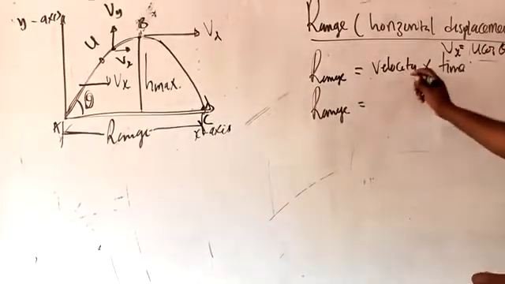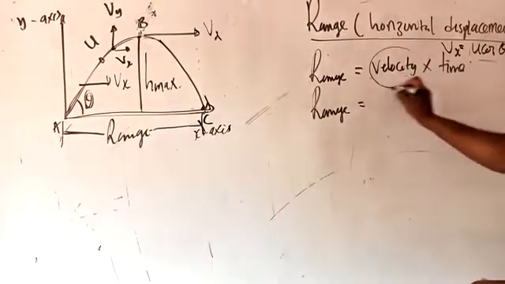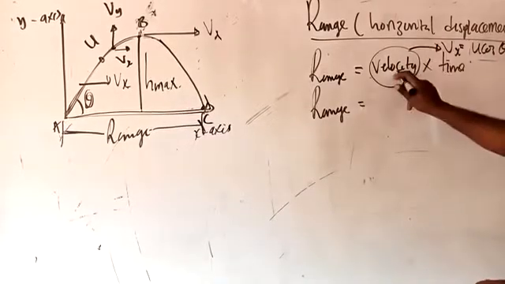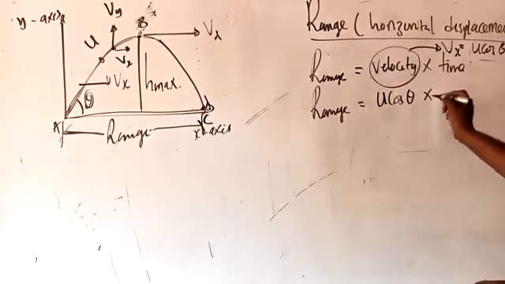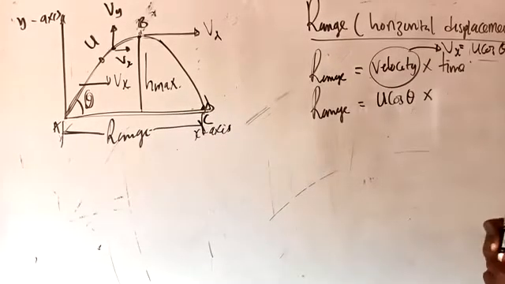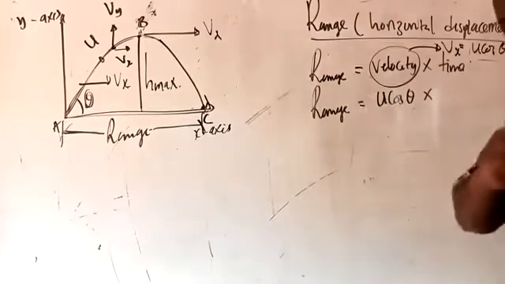So we substitute it there. So substitute this value there. So you have u cos theta multiplied by the time. Now, which time are we going to use? Okay, what time are we going to use? I want to see some hands there. Yeah, okay, I see you there.